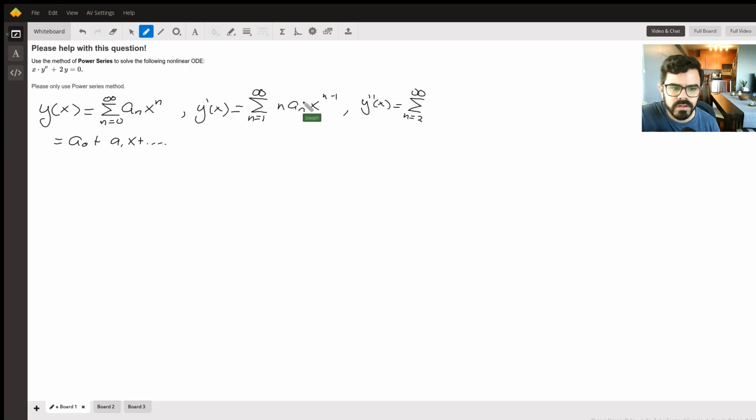In a similar fashion, the second derivative has this form, and it starts with a 2 because of similar reasons, so the first term of this will be 0. And it will be like this.